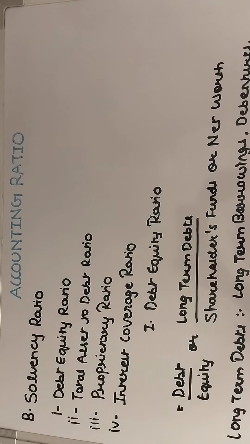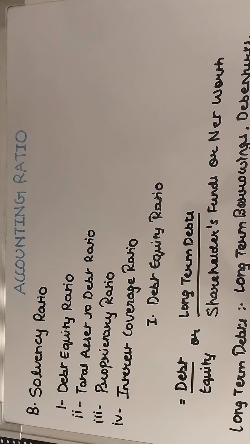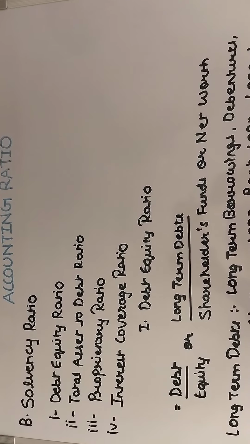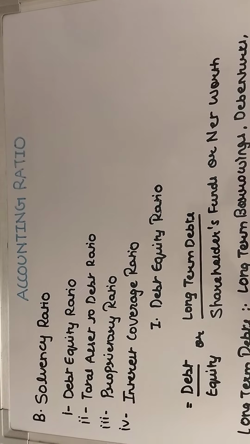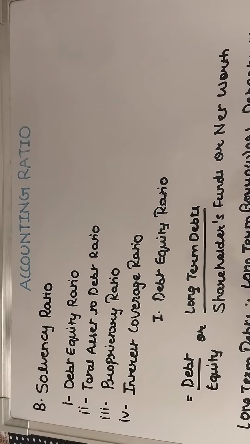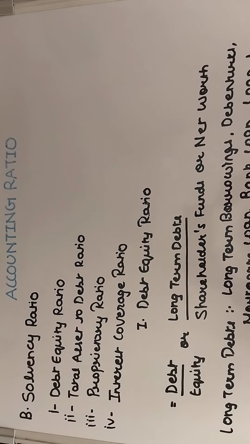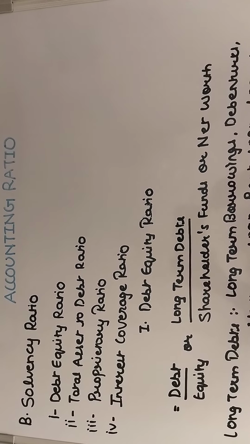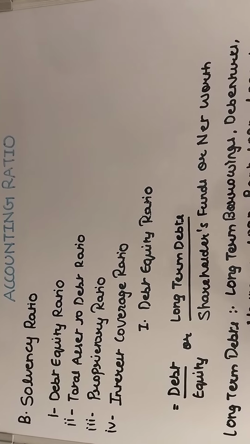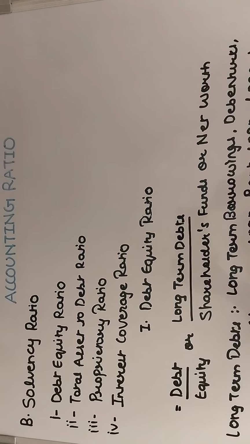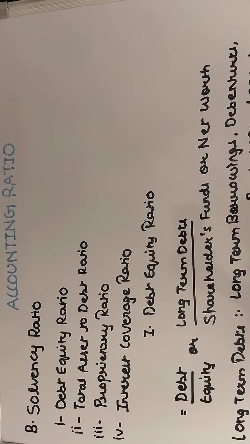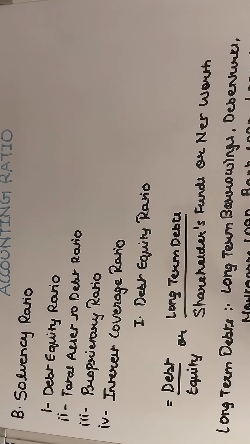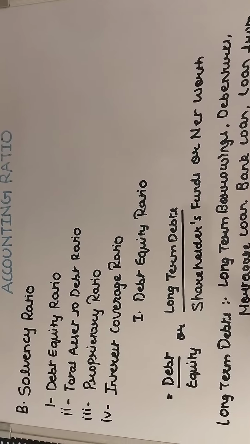Hello friend, accounting ratio, second group, that is B. Four classifications accordingly. A, we have already seen liquidity ratio. Now B, solvency ratio. There we try to focus. Solvency ratio, in short, is the firm's ability to meet the long-term liability as and when it is due.